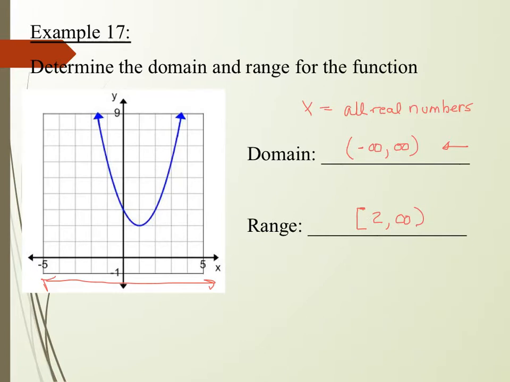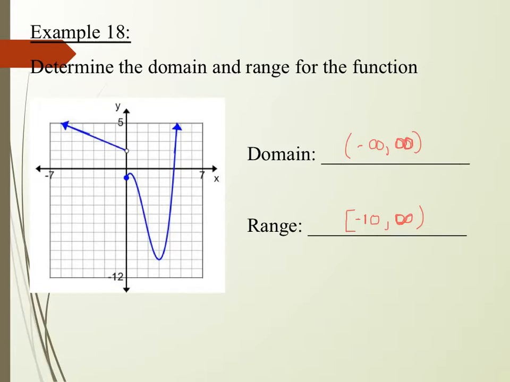Now, the range, of course, is our values that y can take on, and so it turns out that y can only go from 2 to infinity. So in interval notation, we have a closed bracket, 2 comma infinity. Notice that the bracket is telling us that y can be equal to 2, and it can go on up to an infinite number.